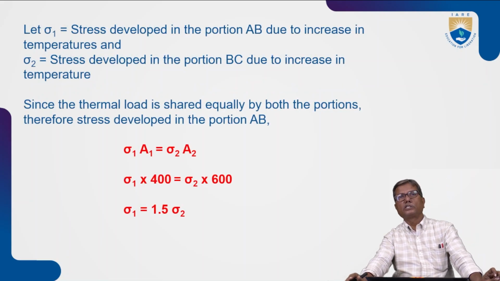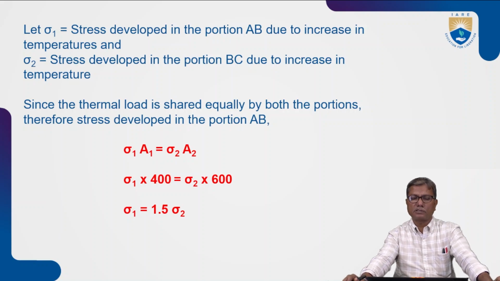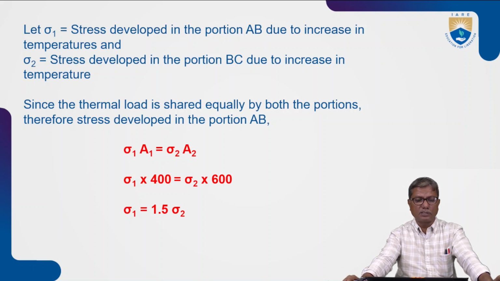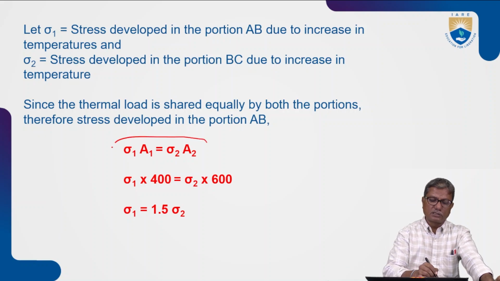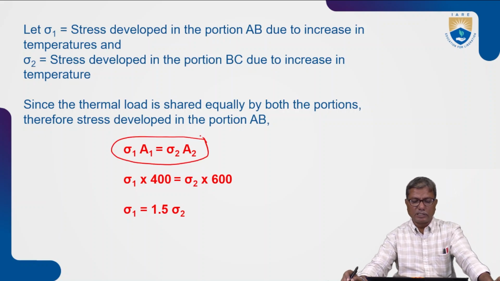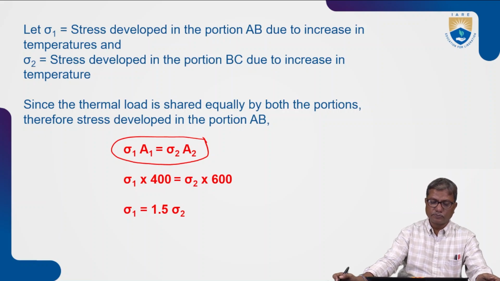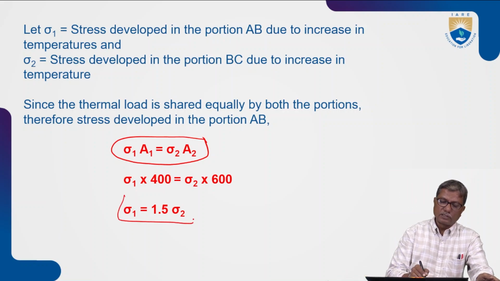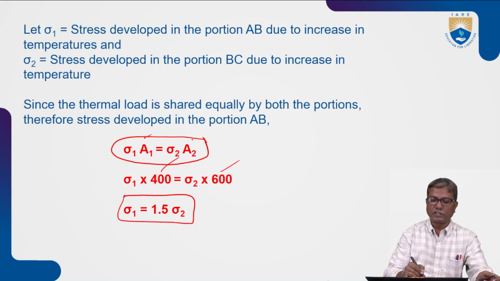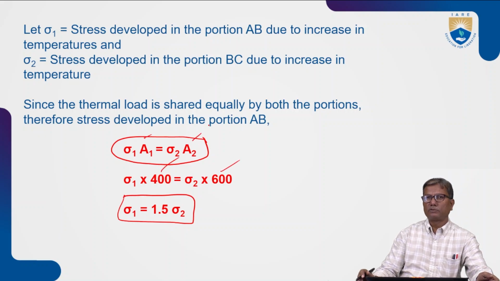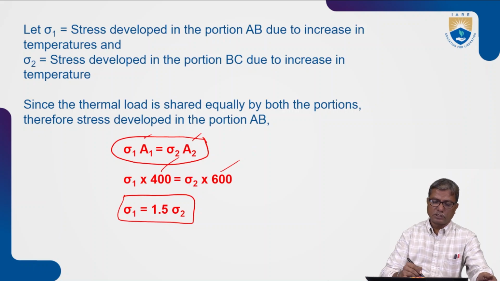And let now sigma 1 and sigma 2 be the stresses developed in portions AB and BC. And the condition is sigma 1 A1 equal to sigma 2 A2. That we have seen just now. So what is sigma 1 in terms of sigma 2? That we will get here, because A1, A2 are known. We need to find the stresses sigma 1 and sigma 2. This is one condition that we get.